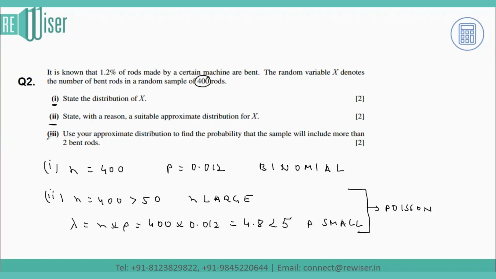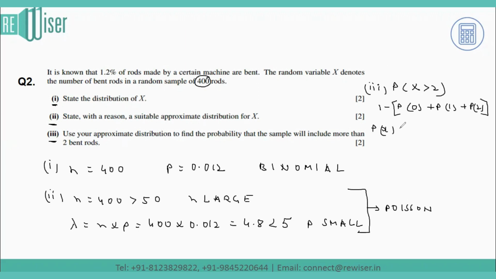Now moving to the third part of the question, it says to use your approximation to find the probability that the sample will include more than 2 bent rods. So for part 3, they have asked for P(x greater than 2). That means we have to calculate 1 minus the probability of 0 plus 1 plus 2. So we'll use the Poisson distribution formula.